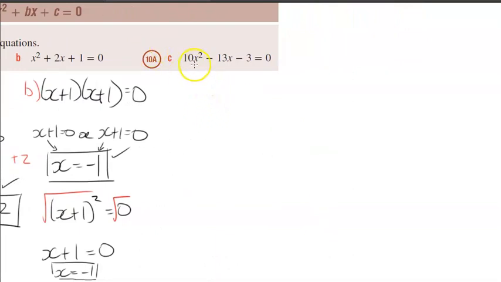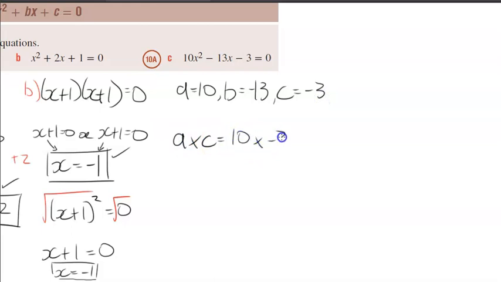Here we have a scenario where our a value is 10. So it's not a simple factorization as follows. You have to write what your a value is. So a is equal to 10, b is equal to negative 13, and c is equal to negative 3. A times c is 10 times negative 3, which is negative 30.